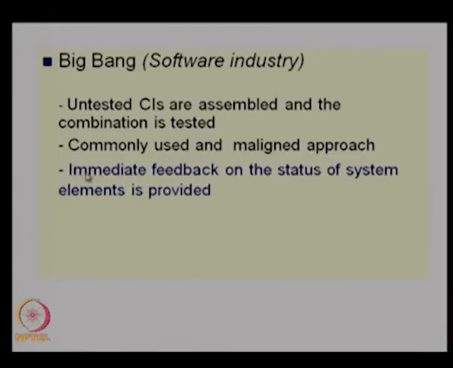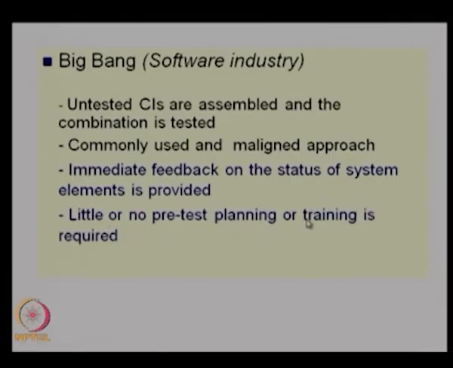And the advantage is that immediate feedback on the status of system elements is provided. So, we can get immediate feedback on the status of the system elements, whether they are working or not, or whether there is any problem with the system, and the CI can be easily identified just by testing the combination of CIs. Then little or no pre-test planning or training is required. So, since you do not have any testing of the CIs, there is not much testing or planning needed, and you can directly go for combining them and then doing a testing. So, no training or planning is required at this stage.